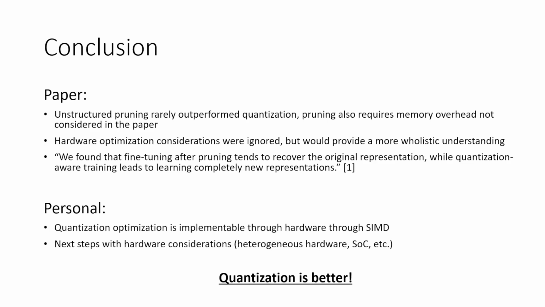So the discussion in the paper is phenomenal, and I would encourage you to read it. It kind of adds some very nice points and bottom lines, but one thing that I also thought was interesting that they touched on is that the hardware optimization considerations were ignored, and they'd provide a more holistic understanding of how these two compression methods work and how they would compare. With that being said, my 2 cents on that matter is that quantization is very straightforward, whereas something like pruning, as they mentioned, requires memory overhead and additional processes.